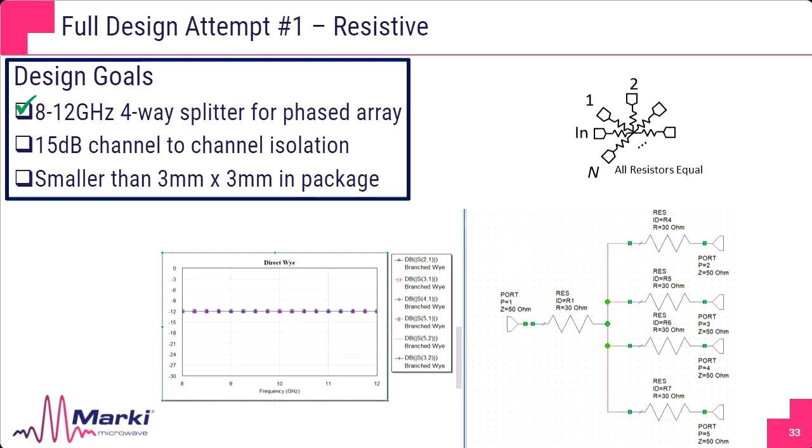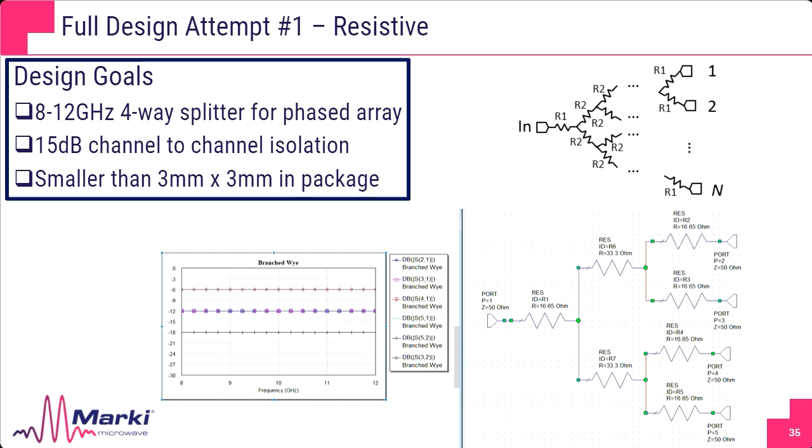So great job meeting the 8 to 12 gigahertz four-way split. However, this won't meet our 15 dB channel-to-channel isolation because the paths are all identical. And it never will meet that isolation spec. So we have to try a new topology.